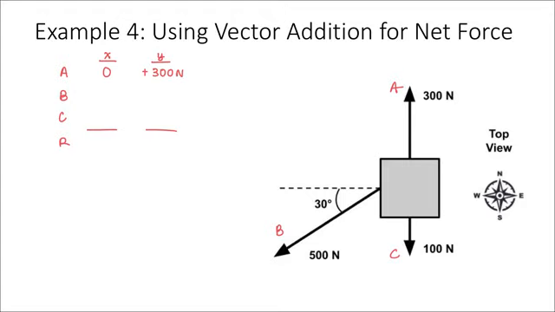Now for vector C, we'll skip B for a moment. Vector C is pointing straight down, so it also has no x component. Its y component is negative 100 newtons, negative because it is pointing down or south.